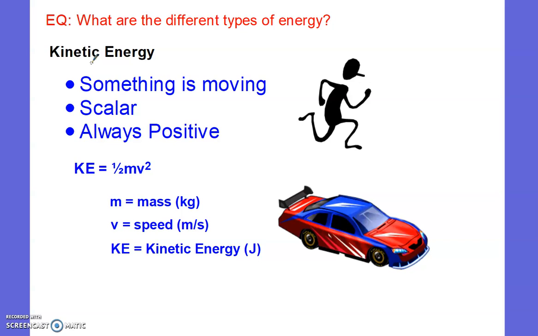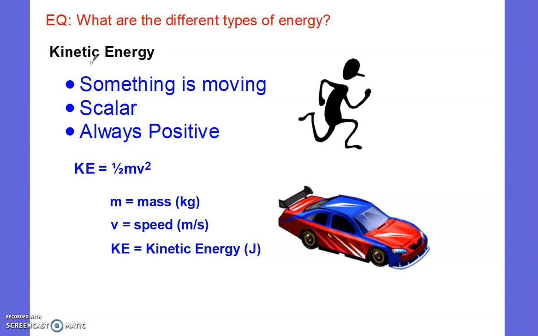It is a scalar value, which means it has no direction. You either have the energy or you don't. It doesn't have any directional north, south, east, or west that is applied to it. It is always a positive number. You can't have a negative kinetic energy. You either have kinetic energy, or you don't have kinetic energy.